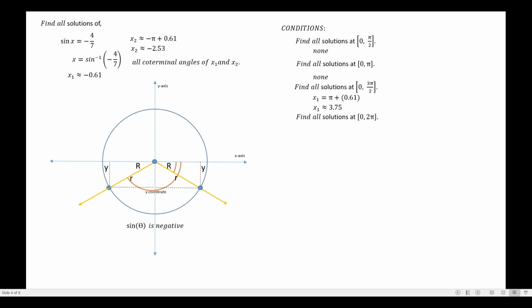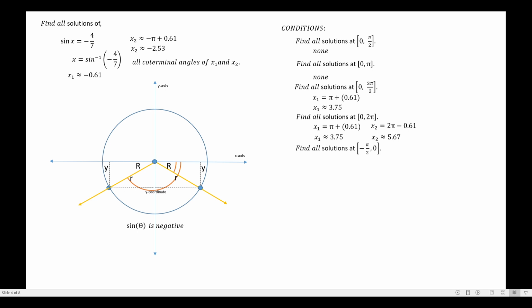Then find all solutions at the closed interval 0 to 2 pi, that means one full revolution. So we have to consider this terminal side and also this terminal side. The first value will be the same, approximately 3.75. The second value will be what? It's 2 pi minus 0.61. That is one full revolution, but we actually exceeded the position of the terminal side, so we have to go back 0.61. Going back is clockwise, so that means minus. So you have minus 0.61, which is approximately 5.67.